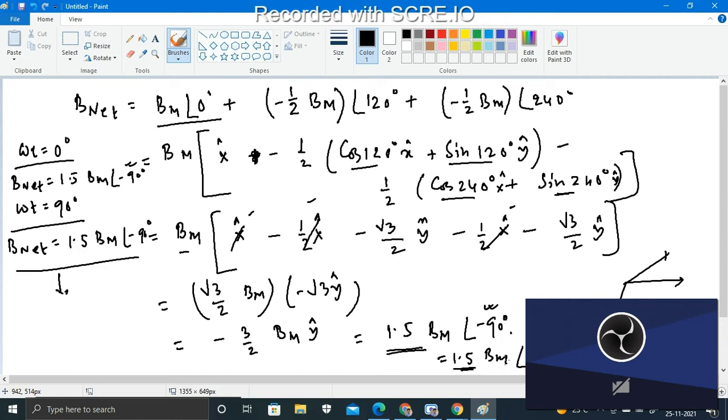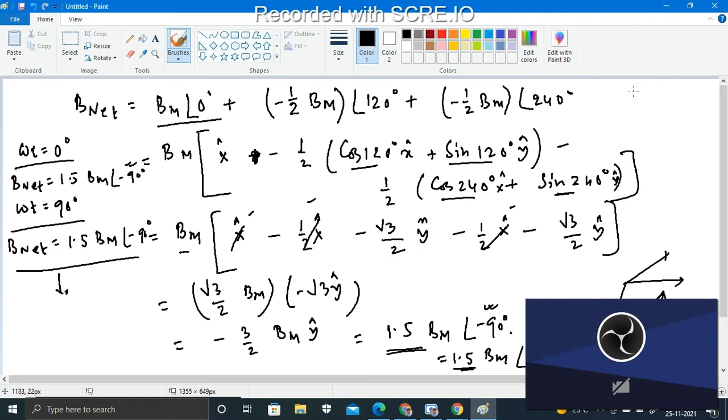So the magnetic field is maintaining. What the thing is that the magnetic field, that means Bm, will be maintaining the constant magnitude while it is rotating in a counterclockwise direction. So whatever the angle is, the magnitude of the magnetic field will be maintained constant. So that is the thing.